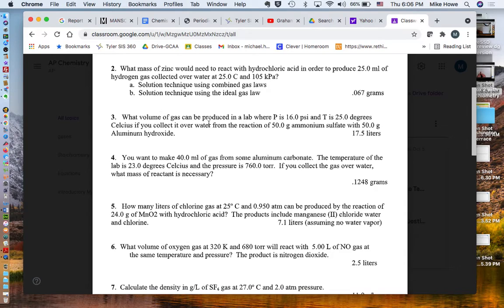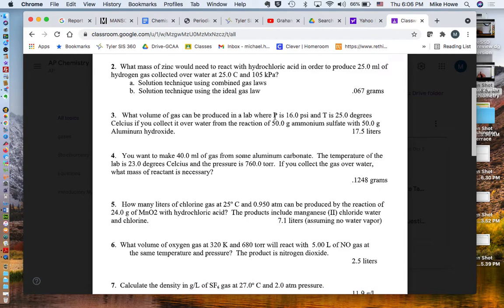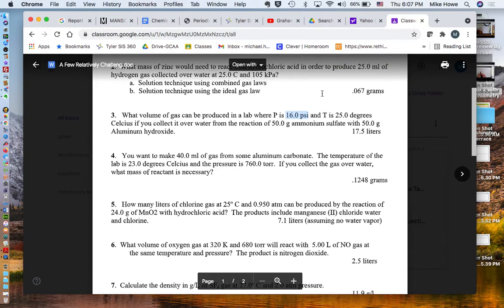Okay, here we know the pressure is 16 psi on number 3, and we're looking for volume of gas. So 16 psi needs to be changed into a unit of pressure that we have, where we have water vapor pressure. So our water vapor pressure is in millimeters of mercury, so I just go ahead and change this 16 psi to millimeters of mercury.